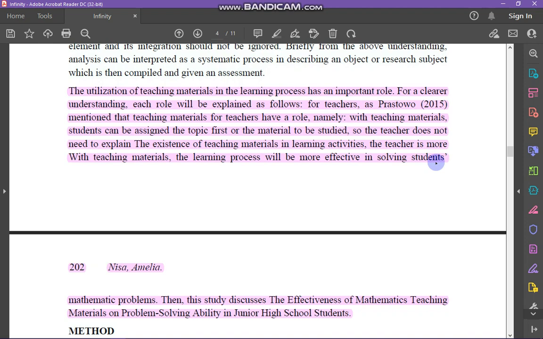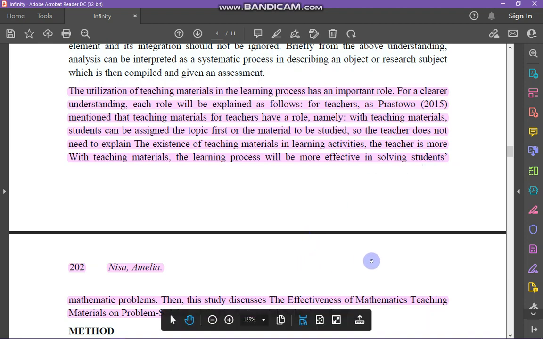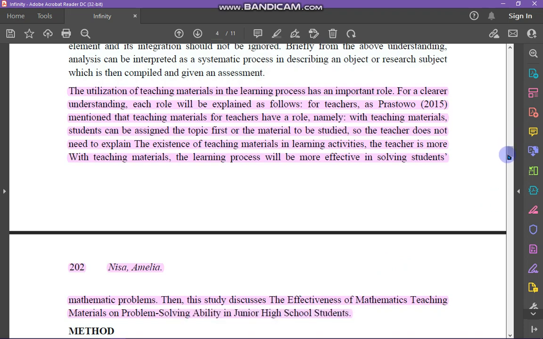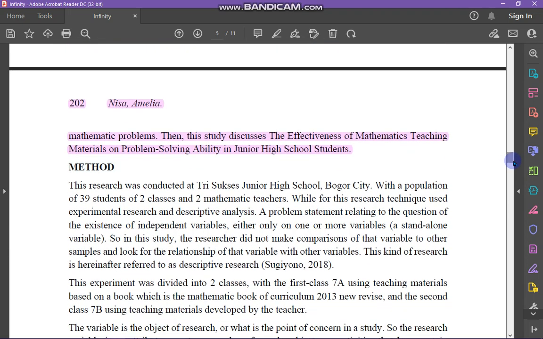As Pratowo 2015 mentioned, teaching materials for teachers have a role, namely with teaching materials, students can be assigned the topic first or the material to be studied. So the teacher does not need to explain the material in the learning activities. With teaching material, the learning process will be more effective in solving students' mathematics problems. Then this study discussed the effectiveness of mathematics teaching materials on problem-solving ability in junior high school students.